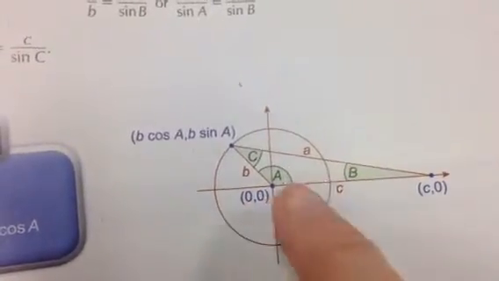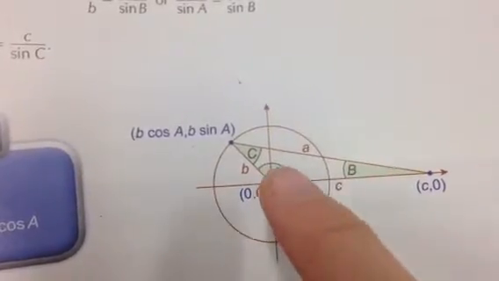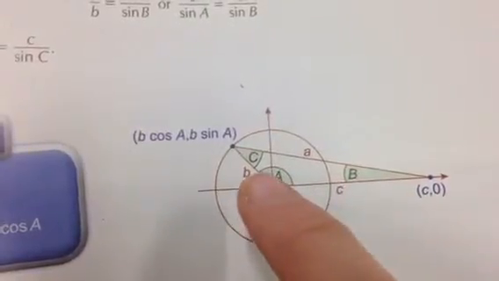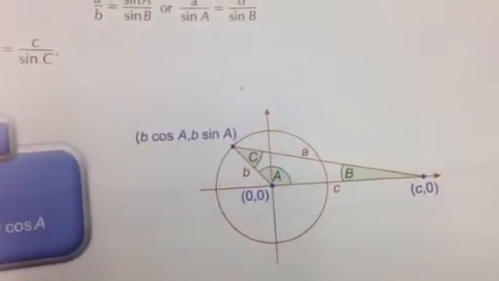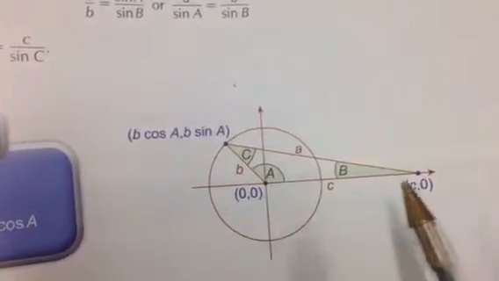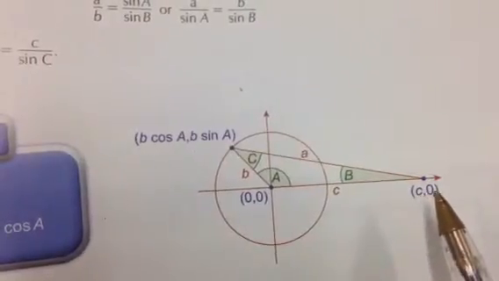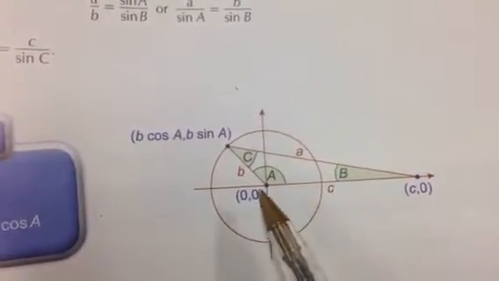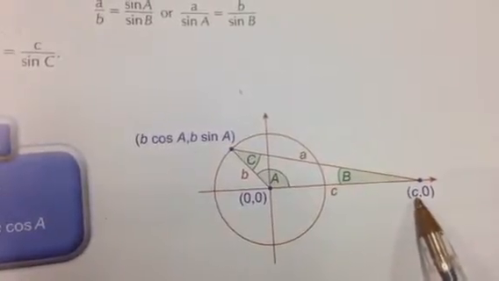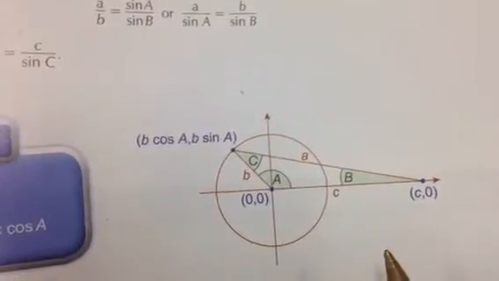And I have my point 0, 0. And then I'm going to label my sides carefully. So if this is my angle A, this is my side A. If this is my angle B, this is my side B. And if this is my angle C, this is my side C. Which means that this point here is going to be C, 0, because I'm going out a certain distance. That's my x coordinate. And because it's on the x-axis, my y-coordinate is 0.